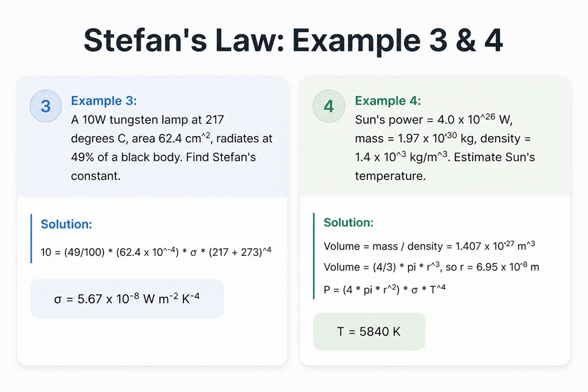In example 4, we estimate the surface temperature of the Sun. By using its mass and density to find its volume, then its radius, we calculate its surface area. Plugging the Sun's massive power output into Stefan's law yields a surface temperature of 5,840 Kelvin.